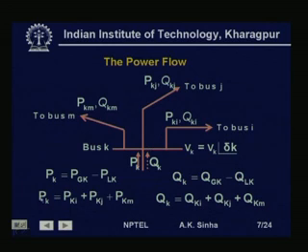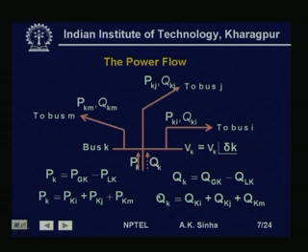Then we can write that the real power injection into the bus will be equal to the algebraic sum of all the real powers flowing away from this bus through the transmission lines connected to this bus. That is, Pk will be equal to Pki plus Pkj plus Pkm. Same thing will hold good for the reactive power. So, reactive power injection Qk is equal to Qki plus Qkj plus Qkm.